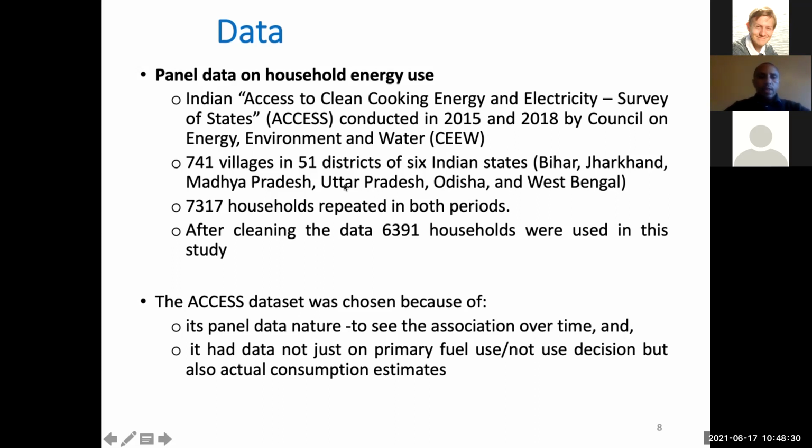So the survey covers 741 villages in 51 districts of 6 Indian states. And the number of households which were repeated in both time periods were 7,317 households. After cleaning the data, we used 6,391 households. This data is chosen because of its panel data nature, which allows us to look at association over time, as well as it had information on both primary fuel use and non-use, as well as actual consumption estimates.